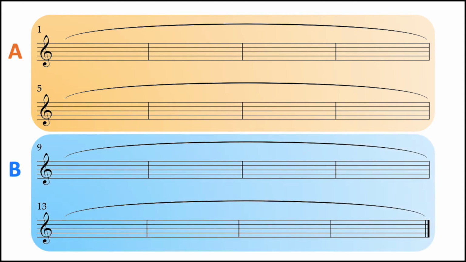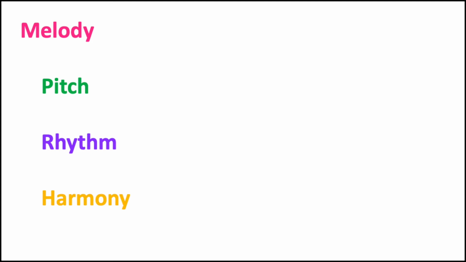You should know that this structure is called binary form. When writing a melody, we need to consider 3 other elements of music: pitch, rhythm, and harmony. Let's begin by looking at harmony.